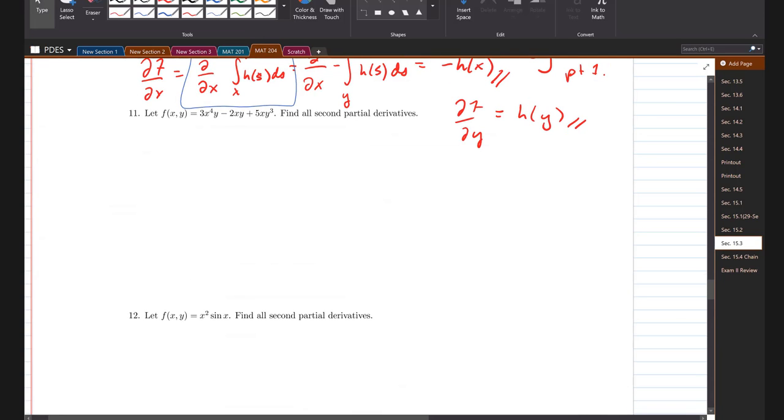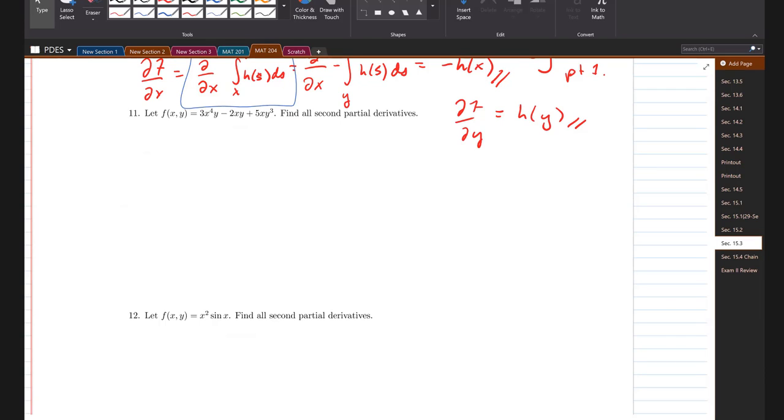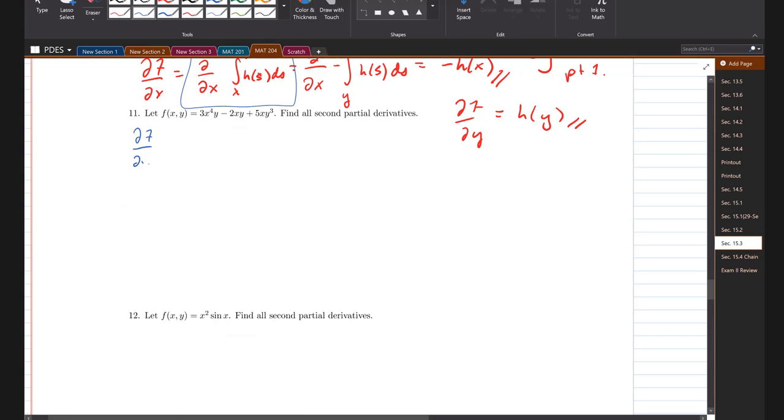So, I asked you to find all second partial derivatives here. How many are we looking for, folks? 4 of them. So, everyone comes up with their own systematic way of doing this. I'm going to first find partial f partial x. And that gives me 12x cubed y minus 2y plus 5y cubed. Then I'm going to go ahead and find partial squared f partial x squared.